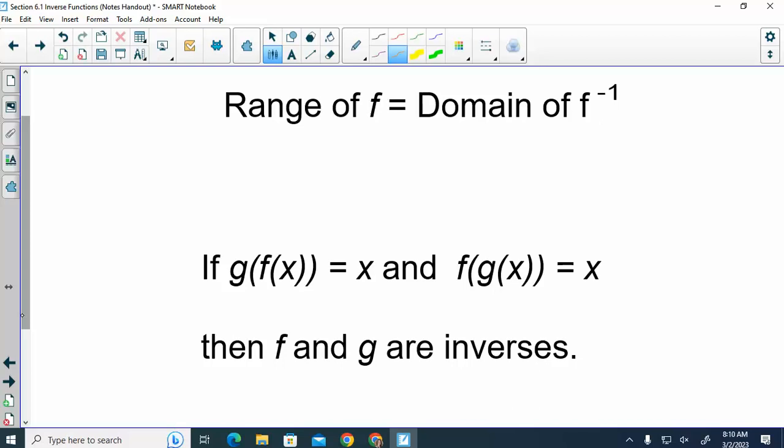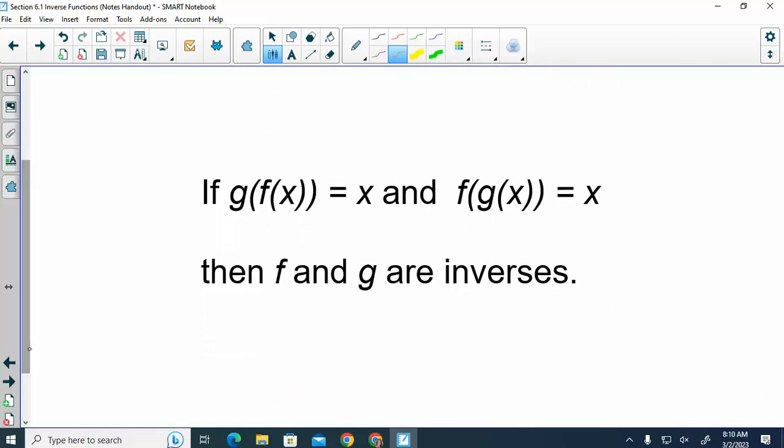started with. In terms of a composition, we've done g composed with f and f composed with g before. If you do both of those operations and their inverses, you will just get x back. X is what you start with. So if you do both operations, they cancel each other. So we're going to use that to check to see if some functions are inverses.